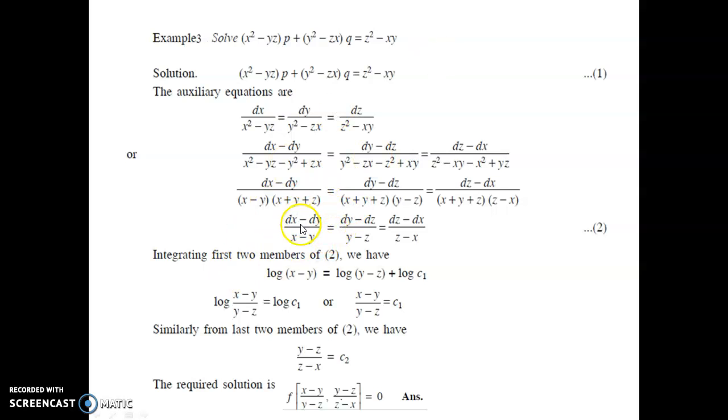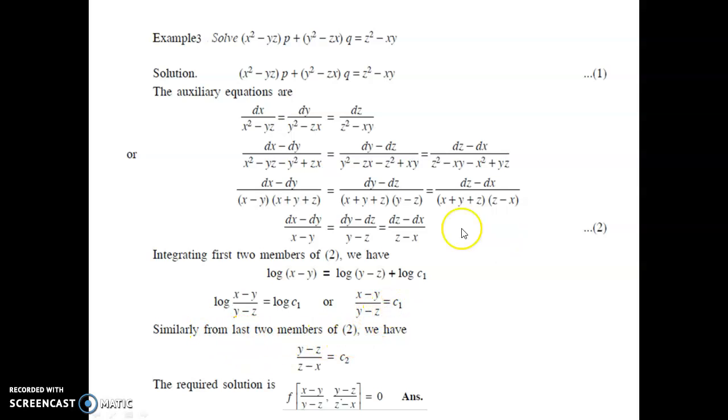Similarly, in this case, if you put y minus z equal to w, then this becomes dw by w. If you compare these two parts, the integration of this will be log of x minus y, because if you put x minus y equal to t, this will be log t, and for this, log of y minus z, plus log of c1 on comparing these two parts. Further simplification gives you log of x minus y over y minus z equal to log of c1, so consequently x minus y divided by y minus z equals c1.